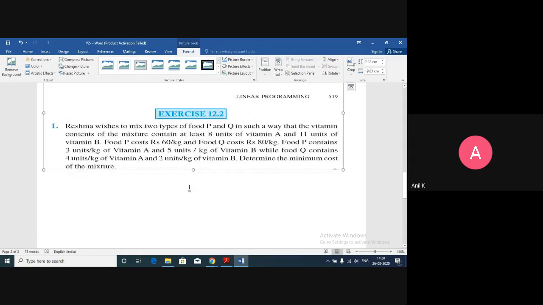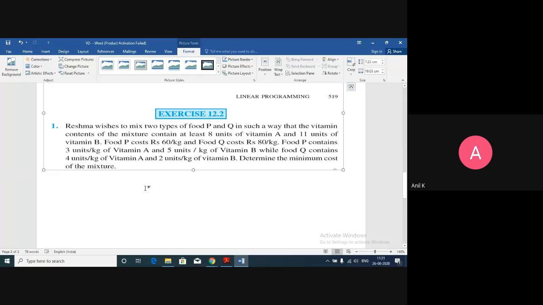So read the question. Reshma wishes to mix two types of food, P and Q, in such a way that the vitamin contents of the mixture contain at least 8 units of vitamin A and 11 units of vitamin B. Food P costs 60 rupees per kg and food Q costs 80 rupees per kg. Food P contains 3 units per kg of vitamin A and 5 units per kg of vitamin B, while food Q contains 4 units per kg of vitamin A and 2 units per kg of vitamin B. Determine the minimum cost of the mixture.